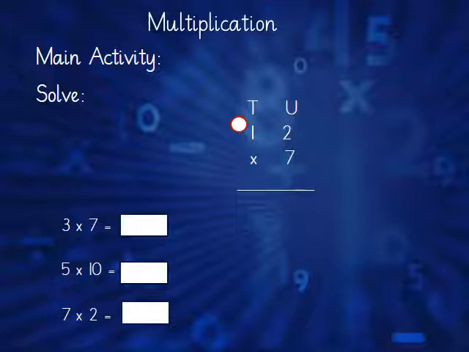Let's come up with the answers. 12 multiplied by 7, and the answer is 84.